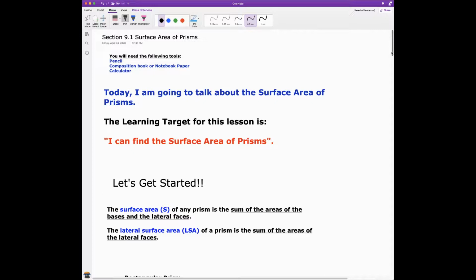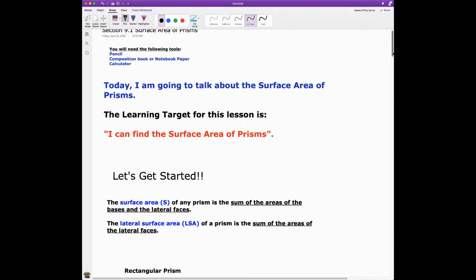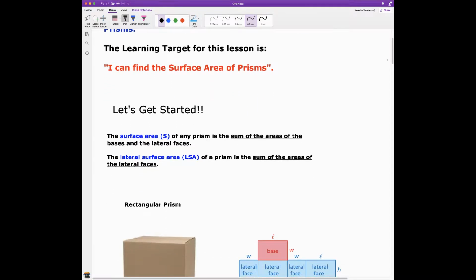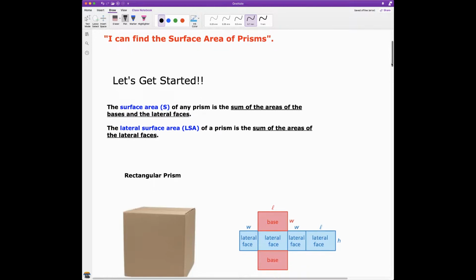So what you'll need for this video is pencil, composition book, or note paper to take notes, and a calculator. And the learning target for this lesson is hopefully at the end of it, you will be able to say confidently that I can find the surface area of prisms, specifically rectangular prisms and triangular prisms. Okay, and if you don't feel confident, you can watch the video again and again and again.